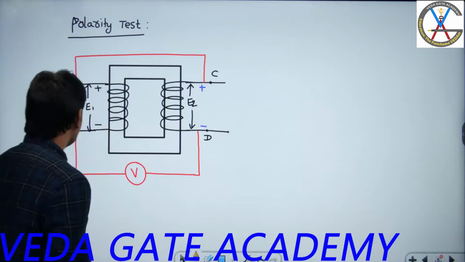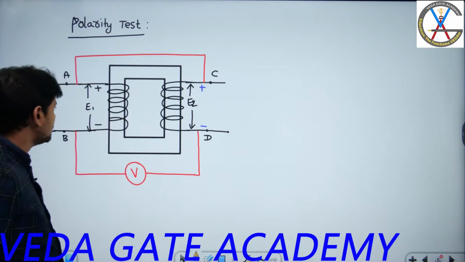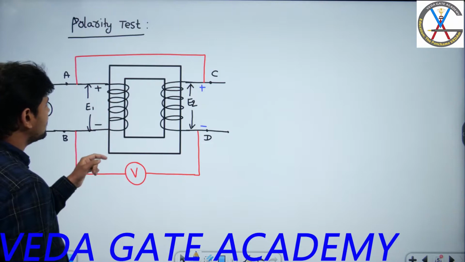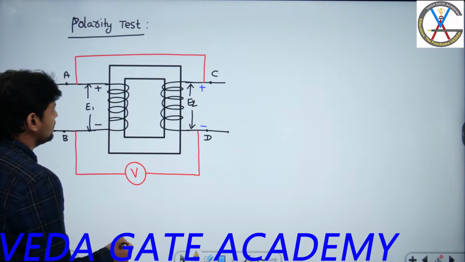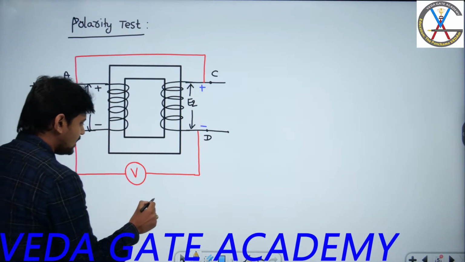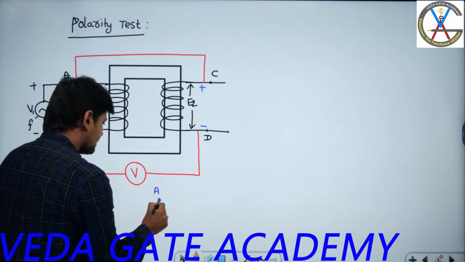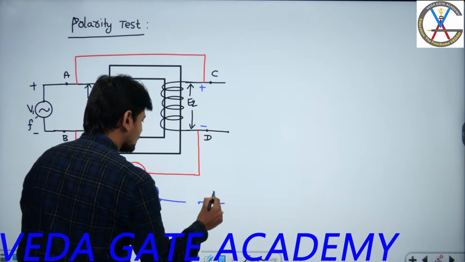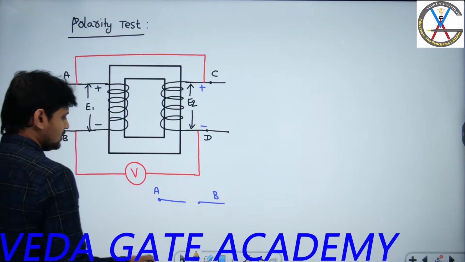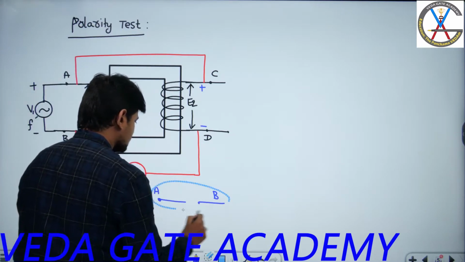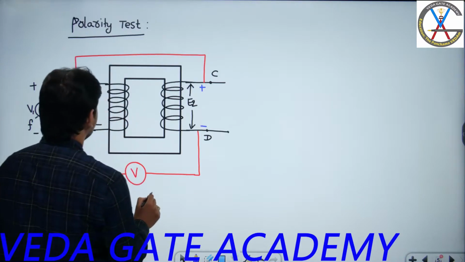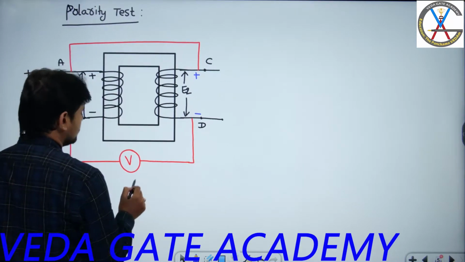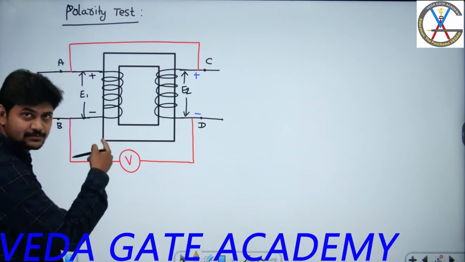So if you observe these windings, if I try to draw, let us start from A, B. Across A and B, I have a voltage. Let me see here. I will move in the upward direction. All of you please focus here.